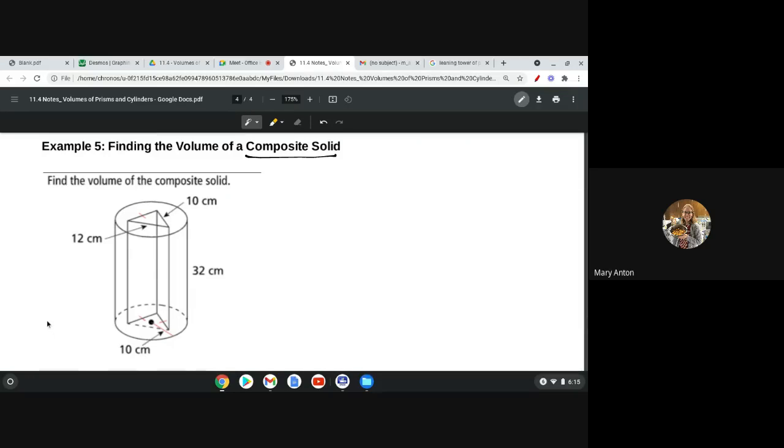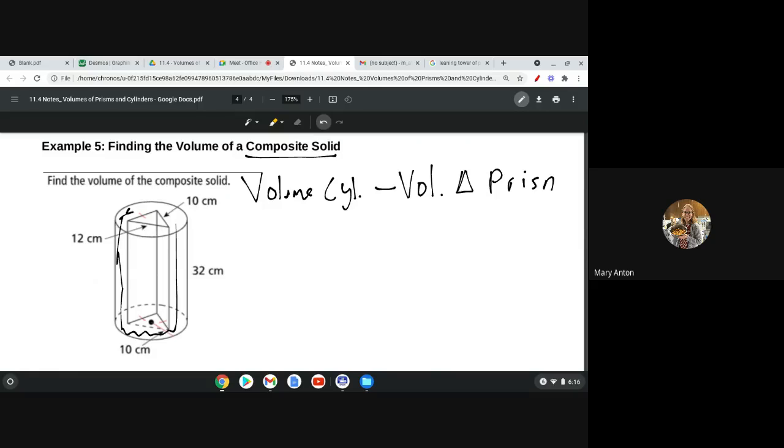You might think this is the volume of the cylinder. I'm going to abbreviate that cylinder. That's cool. Minus the volume, I'm going to abbreviate that vol, of the triangular prism. I'm just going to write triangle prism. So if we find the volume of the cylinder, subtract the volume of the prism, that will be what's left over, all of this stuff, that is what we want.